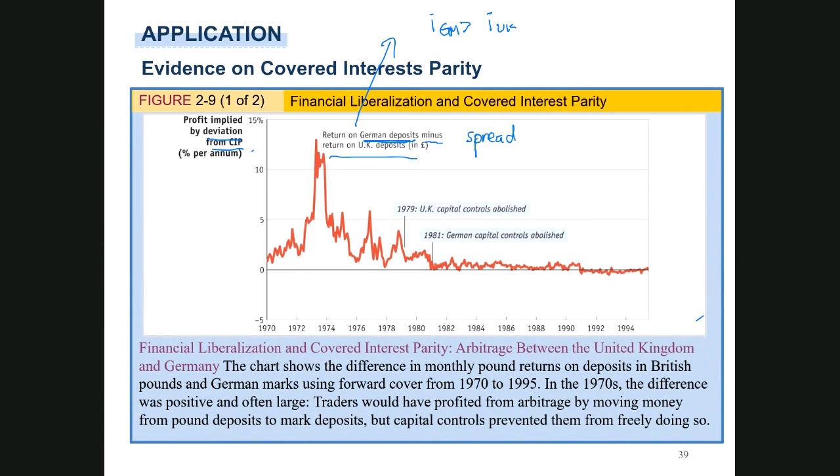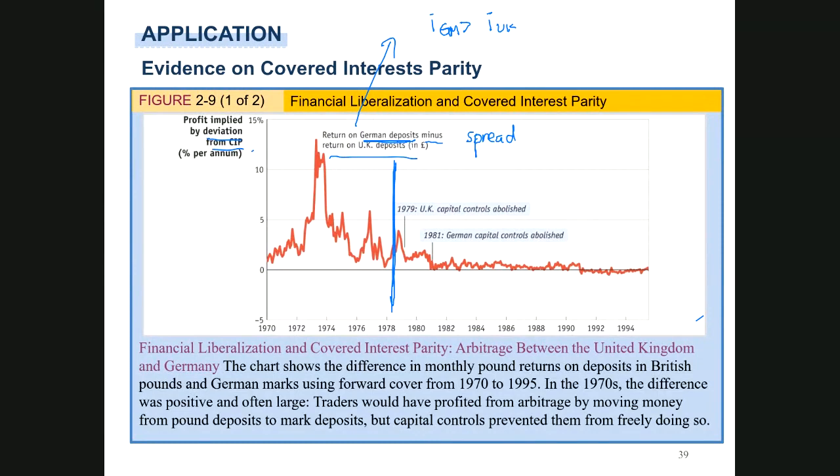As you see, before they abolished their capital control tool, people could not move their deposits across the border. For the UK people, they could only deposit their savings in British banks at that time, and in Germany, the Germans could only deposit their money in a German bank.